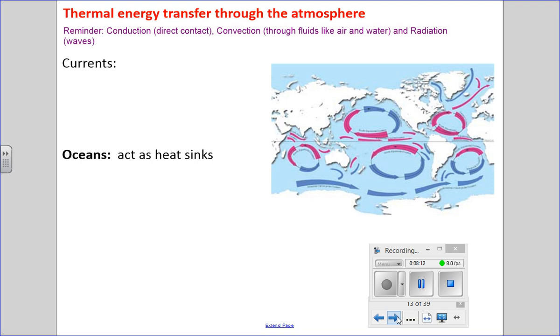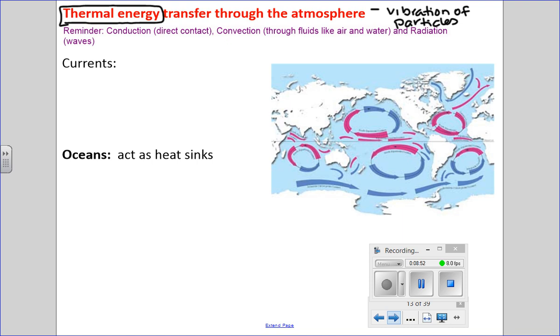So we are going to talk about the transfer of thermal energy. Now let's talk about the title first. Thermal energy is where we're talking about heat. And I just want to remind you what thermal energy really is. Thermal energy is due to the vibration of particles. So when something is hot, that means that the particles that make it up are moving or vibrating very quickly.